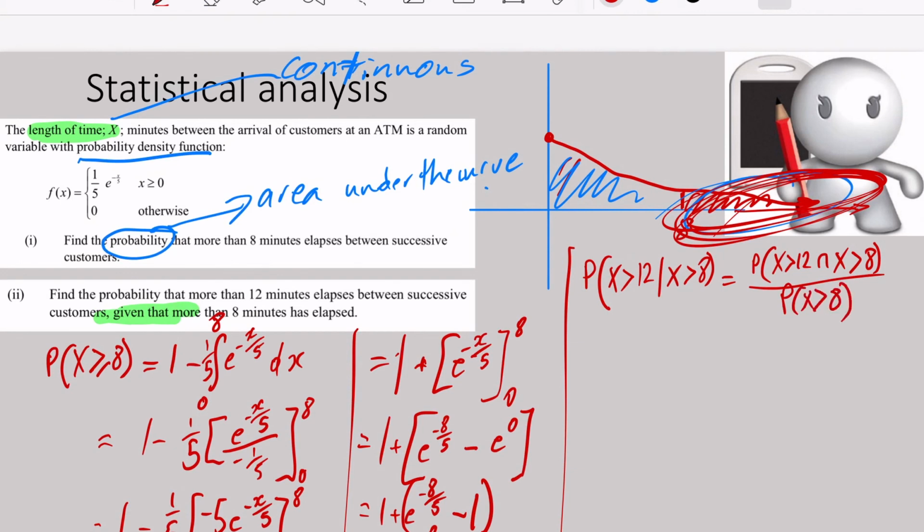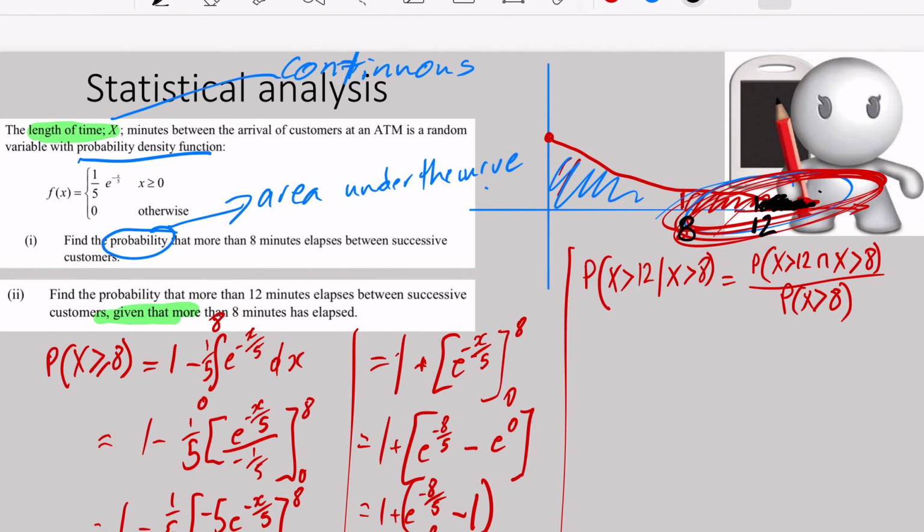Now, where am I getting all of this from? The formula is supplied on the formula sheet. Okay, let's go back to my diagram. Now, this is the area of x is greater than 8, and if I now do in black the area that x is greater than 12, it's this area over here.